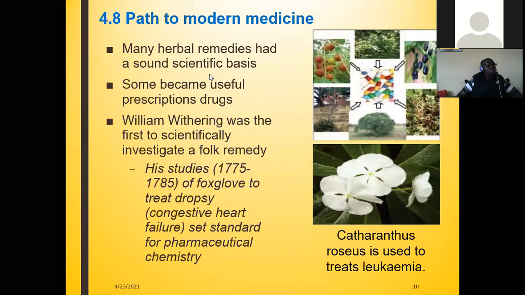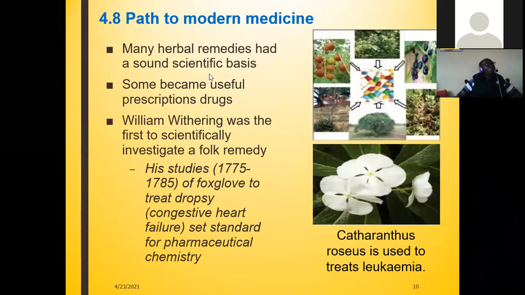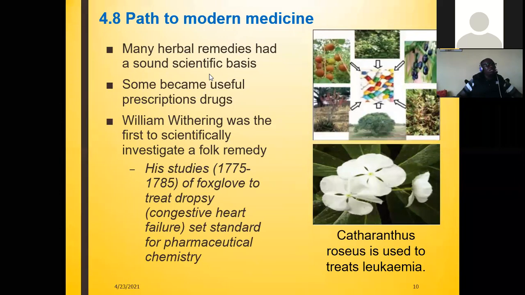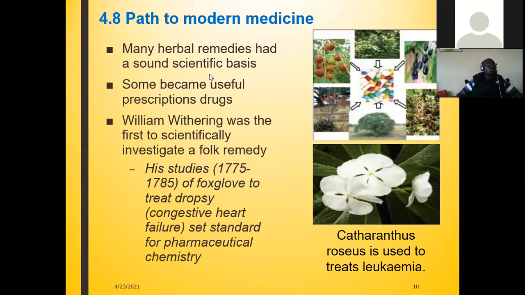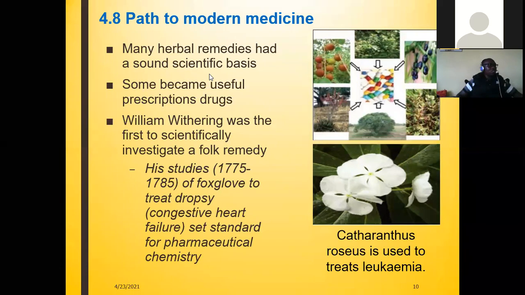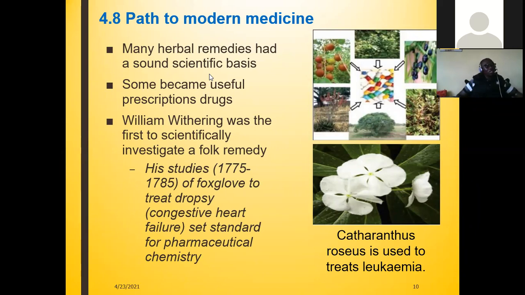Path to modern medicine. We know that many herbal remedies have a very good scientific basis, where they have been used to come up with the prescription drugs that are used. And this again can be traced in the work of William Withering, who was the first person to scientifically investigate a folk remedy.